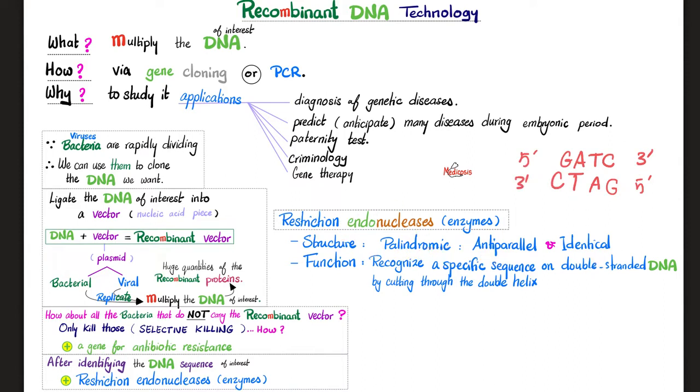What do they do? Well, they are endonucleases. They will recognize a specific sequence on your double-stranded DNA, which is a nucleic acid, and then it will restrict, i.e. cut through the double helix until we give you the DNA of interest, the sequence that you want to multiply.